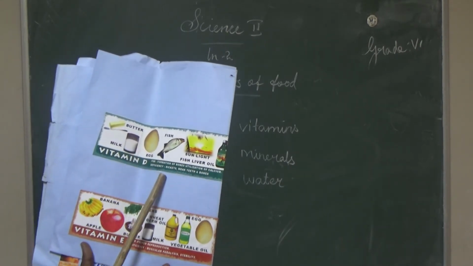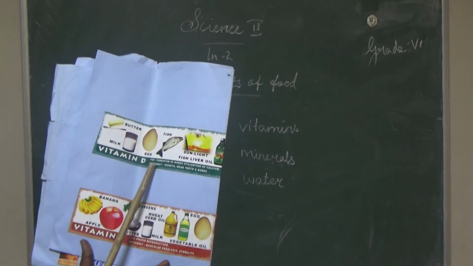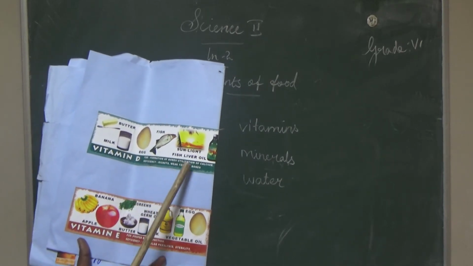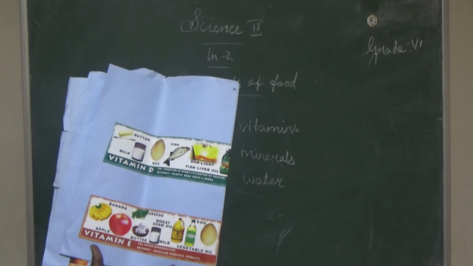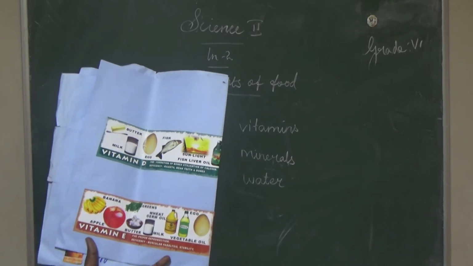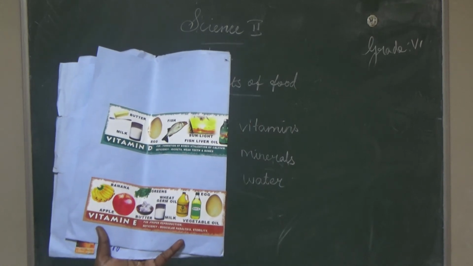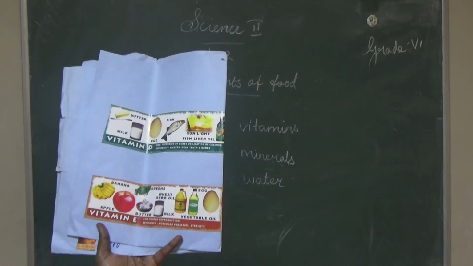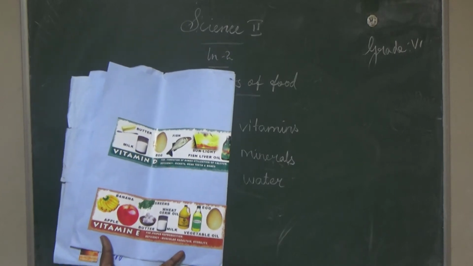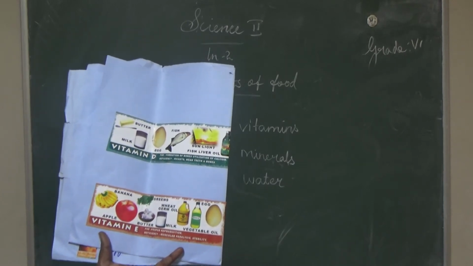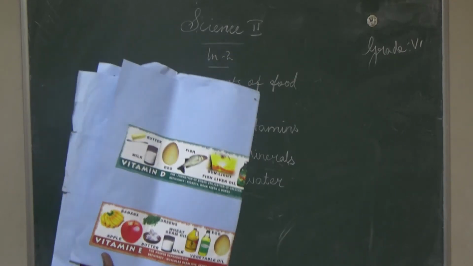What is the function of vitamin D? Vitamin D is helpful for the formation of bone and utilization of calcium. What is the deficiency disease of vitamin D? Deficiency of vitamin D in diet leads to rickets.